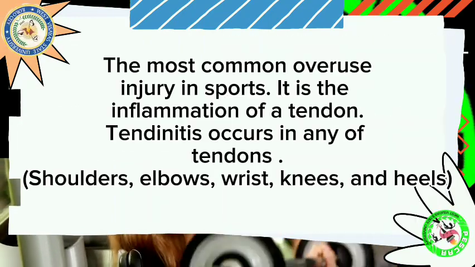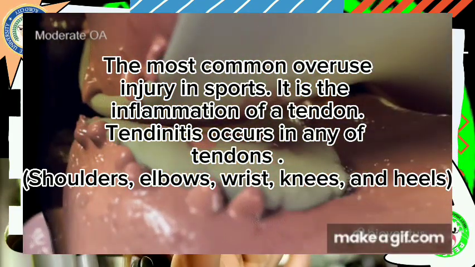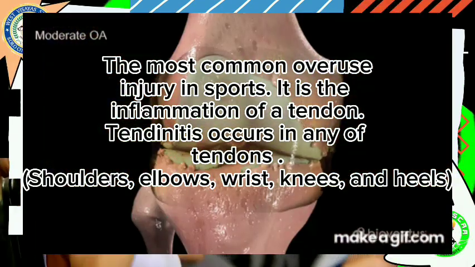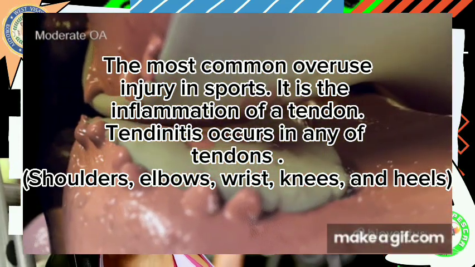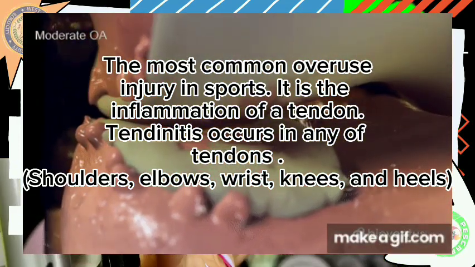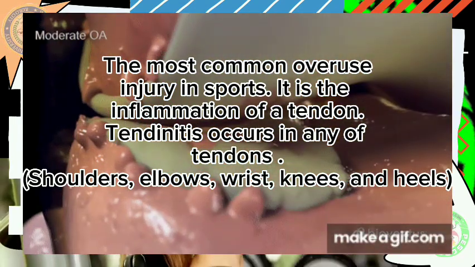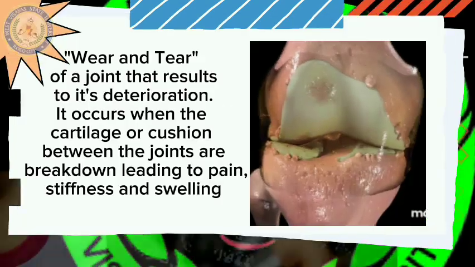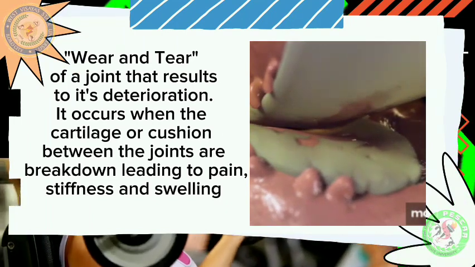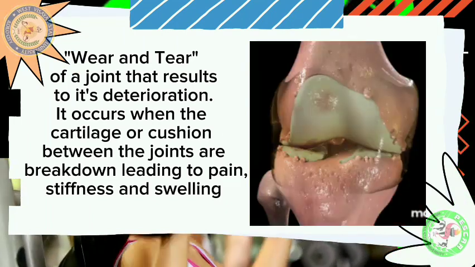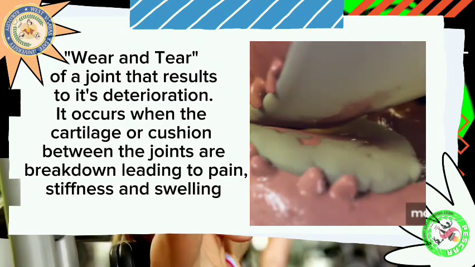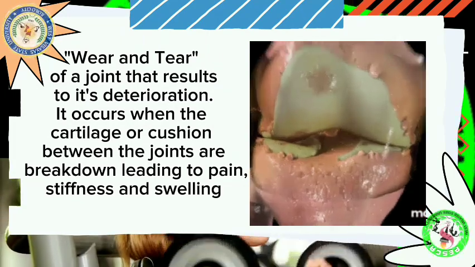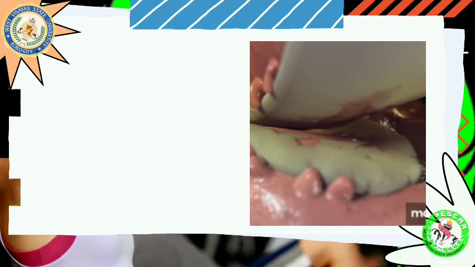Tendinopathy, the most common overuse injury in sports. It is the inflammation of a tendon. Tendinitis occurs in any of the tendons in shoulders, elbows, wrists, knees, and heels. Osteoarthritis, wear and tear of a joint that results in its deterioration. It occurs when the cartilage or cushion between the joints break down, leading to pain, stiffness, and swelling.